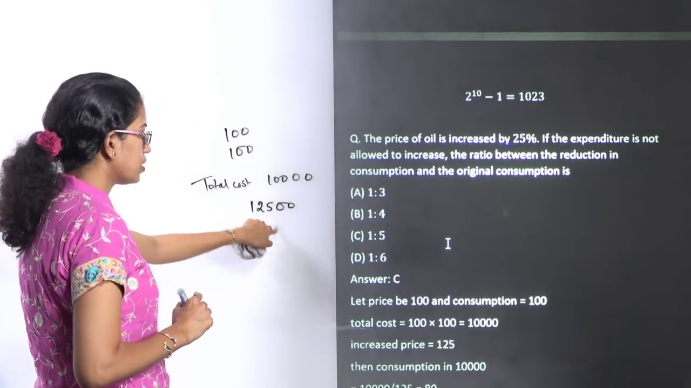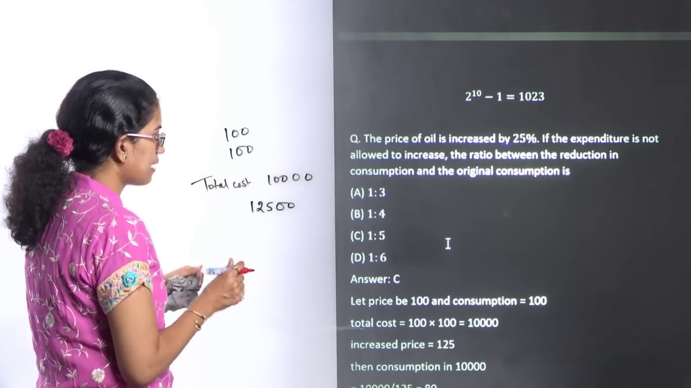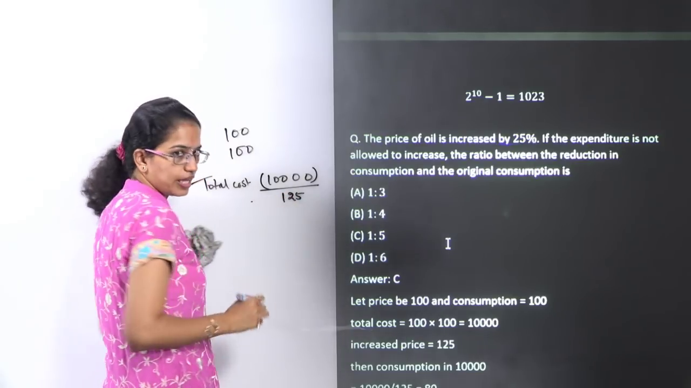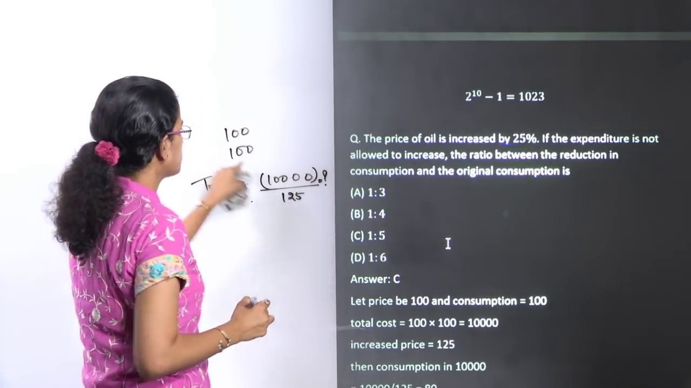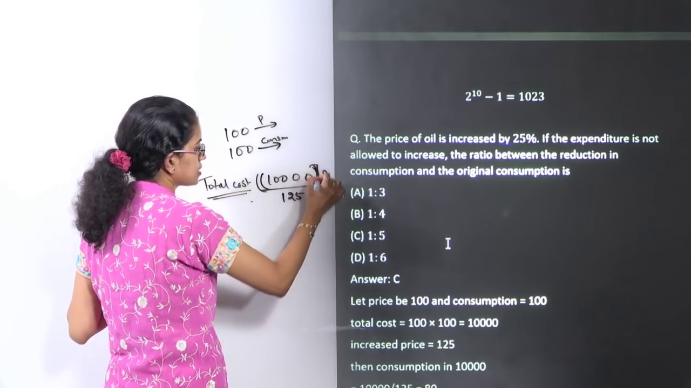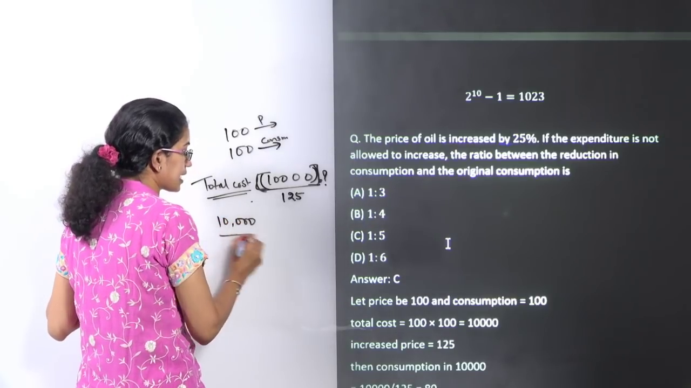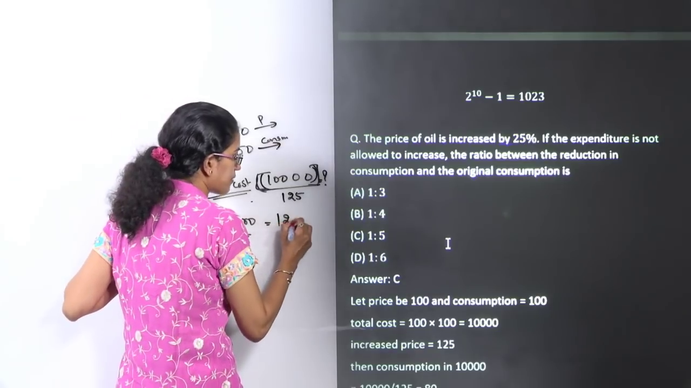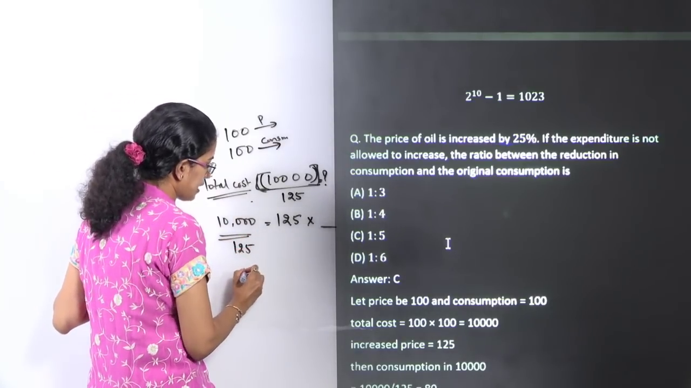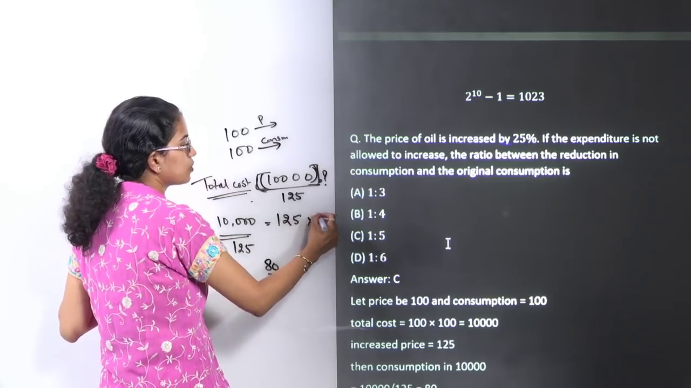Now how do I calculate the amount of the reduction in the consumption that I have to find out? Because the price has increased, the total cost needs to remain the same. So that remains 10,000 only. In the first case my total cost came out to be 10,000. In the second case also I have to maintain the same total cost, but one of my values becomes 125. So the other must be less than 100 in order to compensate this. So 10,000 divided by 125, that would give me 80. So 80 is my new consumption.